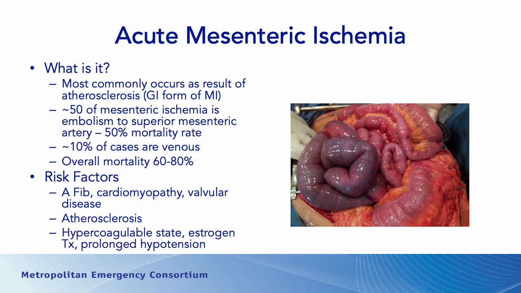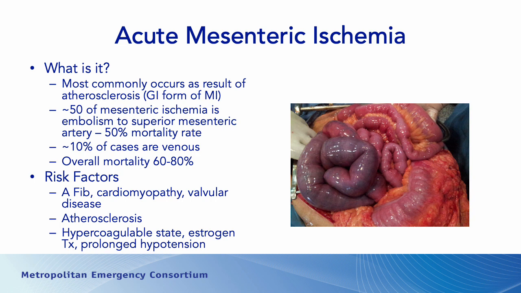The patients with acute mesenteric ischemia involving the superior mesenteric artery, or the SMA, about 50% of those patients are going to die. If you look at all of our patients with ischemia of the gut, about 10% of the cases are venous. The overall mortality is 60 to 80%. Most of these patients are elderly. Most of them have 3 or more chronic medical conditions that increase their risk of dying. So acute mesenteric ischemia has a high fatality rate, and the way we can reduce that fatality rate is by having early suspicion.